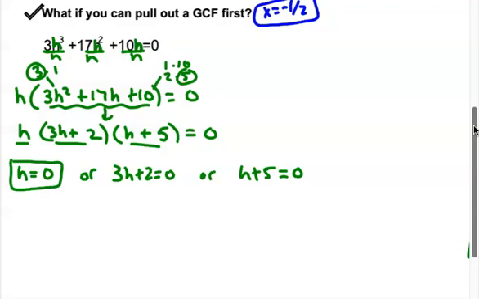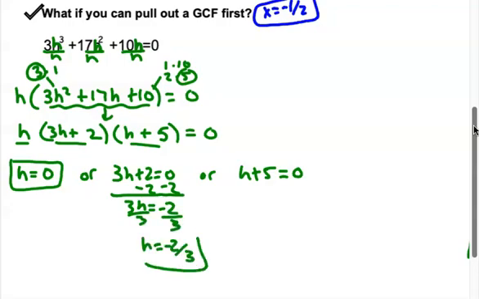So this one's already solved, nothing to do there. Okay, if I plug 0 into that original equation, I get 0 out. This one, subtract 2 and divide by 3. So h is negative 2/3 as an answer. On this one, subtract 5, and that's an answer. So there's 3 possibilities for h. h could be 0, negative 2/3, or negative 5.